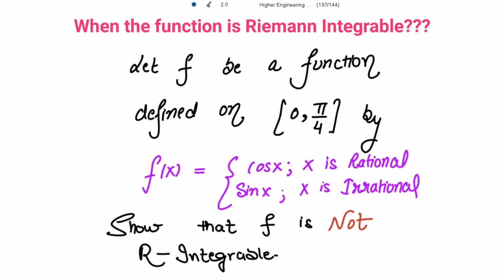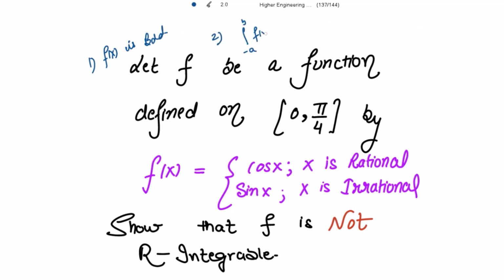Now, a function is Riemann integrable when, first, f(x) is bounded, and second, the lower Riemann integral is equal to the upper Riemann integral. If yes, then we say that the function is Riemann integrable. But here we need to show that the function is not Riemann integrable. That means we need to show that these two are not equal. And first, the function is bounded.